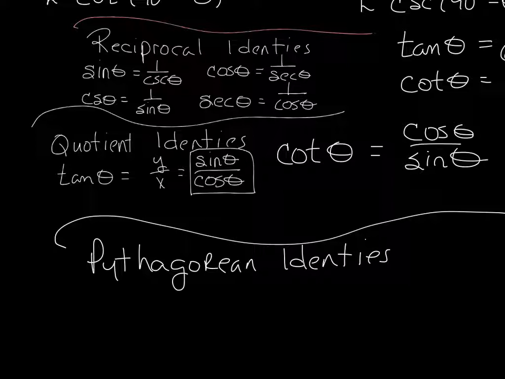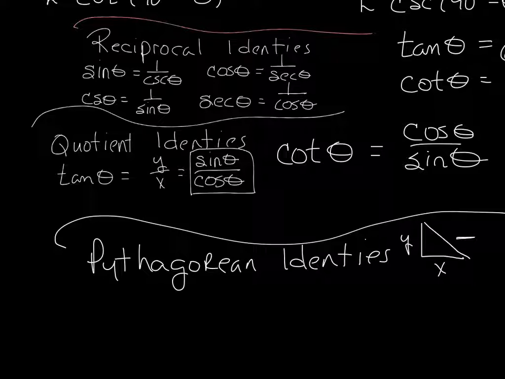Okay, if we think about a right triangle, and we wanted to say that this is y and this is x, how do we find this side? What do we do? How do we find the unknown side?